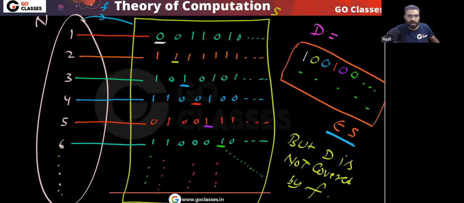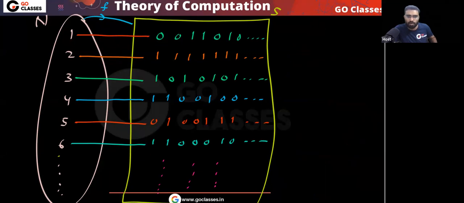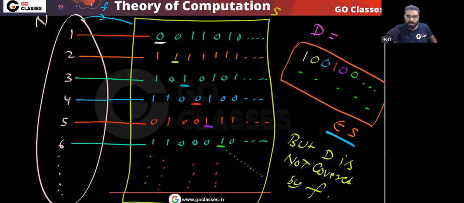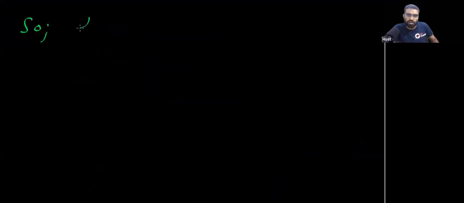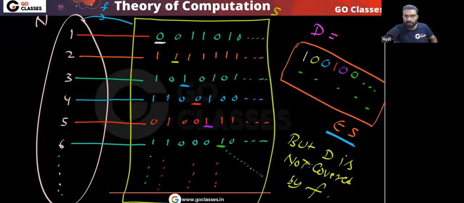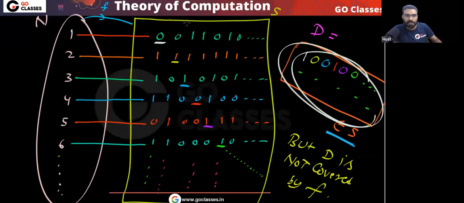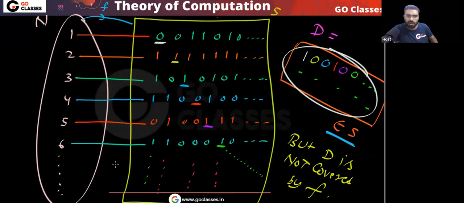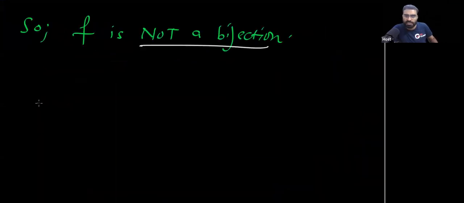This d is not covered by this f. So because this D is not covered by this F, I can say this F is not a bijection. This element that I created is not covered by F. So this F is not a bijection.